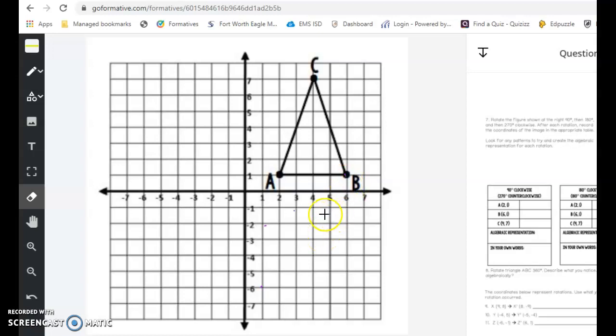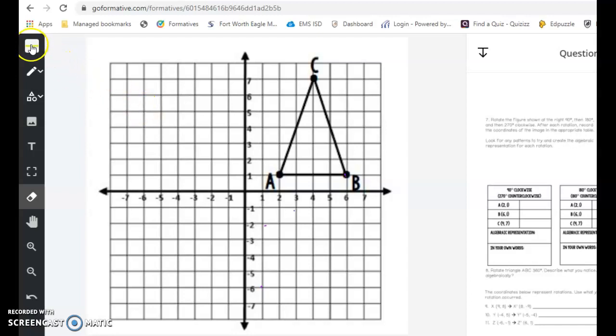Good morning. I understand that it is difficult to do rotations when you are remote at home and it's difficult to use patty paper on your computer. So I'm in goformative in the show your work section and I want to show you a little workaround. Normally if you have pencil and paper you can use a protractor and a ruler to find rotations, but again it's a little bit hard when you don't have pencil and paper.